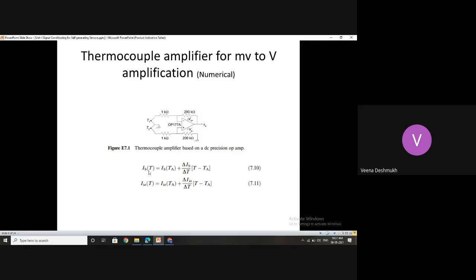And here the calculations are: IB at any given temperature T is going to be equal to IB at the ambient temperature plus any drift happening in IB due to variation in the temperature. Similarly, the change in the input offset current at the working temperature T is given by the same formula, where the drift happening in the input offset current is due to delta T. We are going to discuss a numerical also on this later.